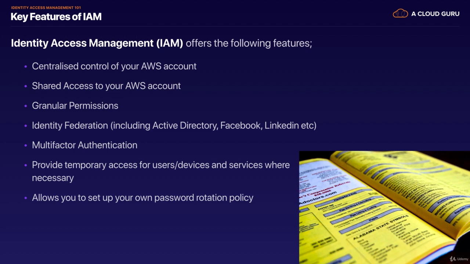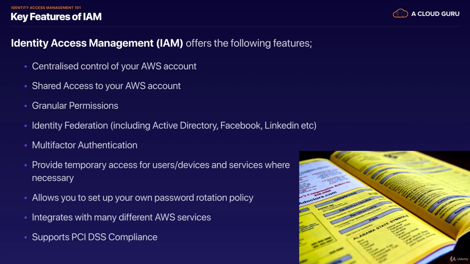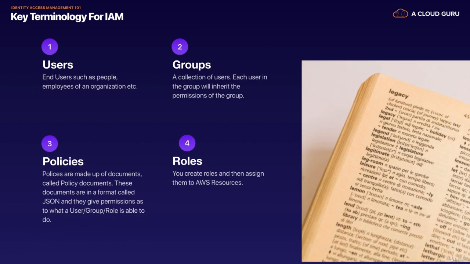It also allows you to set up your own password rotation policy. So you may want your users to rotate their passwords every 3 months or every 3 weeks, entirely up to you. It integrates with many different AWS services, and it supports PCI DSS compliance. PCI DSS compliance is basically a compliance framework that if you're taking credit card details, you need to be compliant with. So IAM supports PCI DSS.